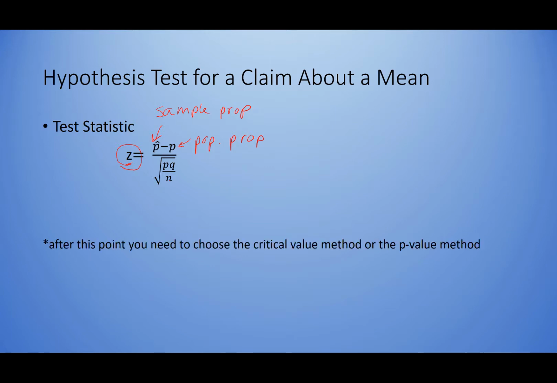Once you get your test statistic computed, then you would have to choose whether you would want to do the critical value method or the p-value method. Both of those methods will produce the same final result. It's a matter of your preference or maybe what technology you have available to you.